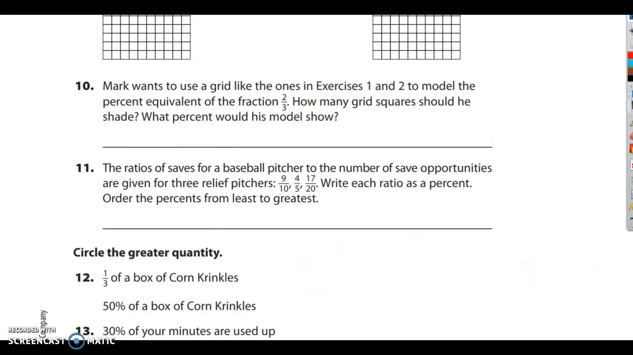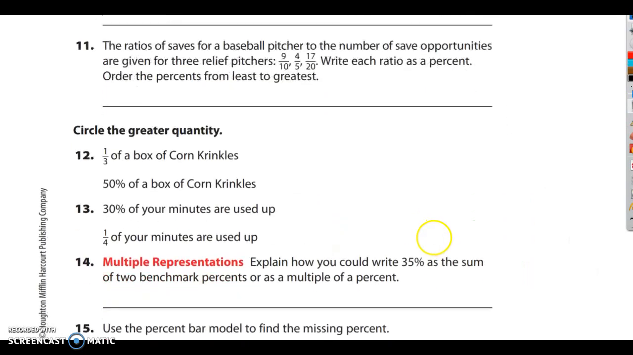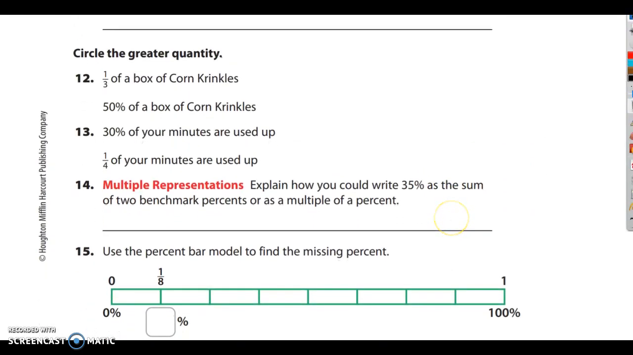Alright, moving on. Questions number 12 and 13 ask you, the directions read, circle the greater quantity. And so we're circling more. What's more here, 1/3 or 50%? 1/3 of a box of corn crinkles, or 50%? This is one of those problems where we use a greater than or less than sign.